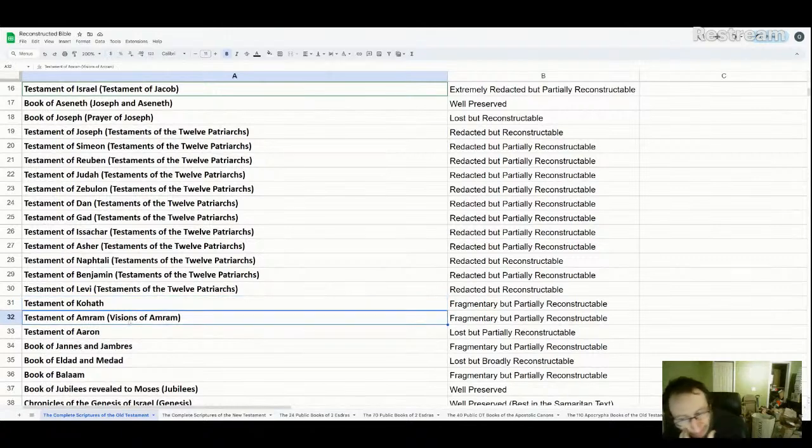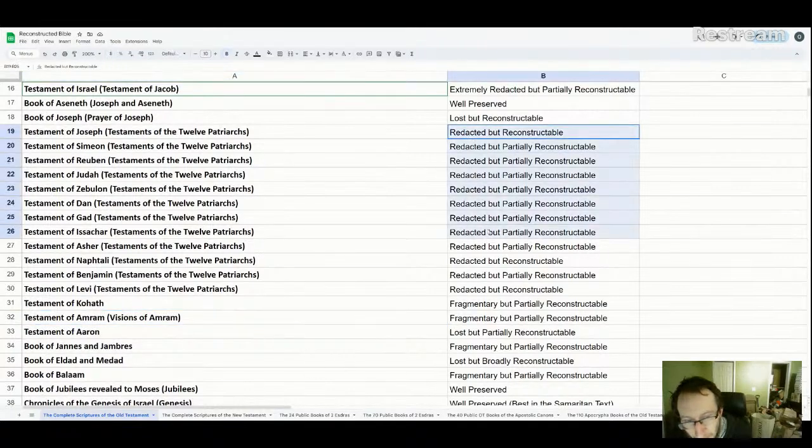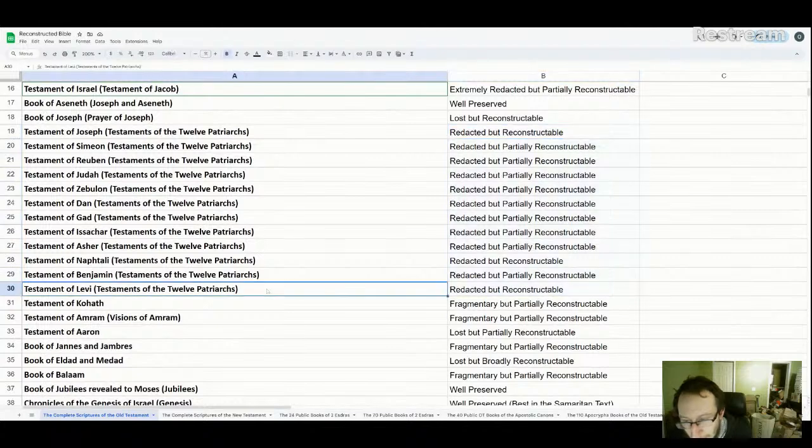It's called Visions of Amram in the Dead Sea Scrolls. But it's amazing that we have these lost books in small form preserved in the fragments. And they're tantalizing information, what we have. Unfortunately, the testaments we have here, we have preserved in a much better form. The testaments of the 12 patriarchs.